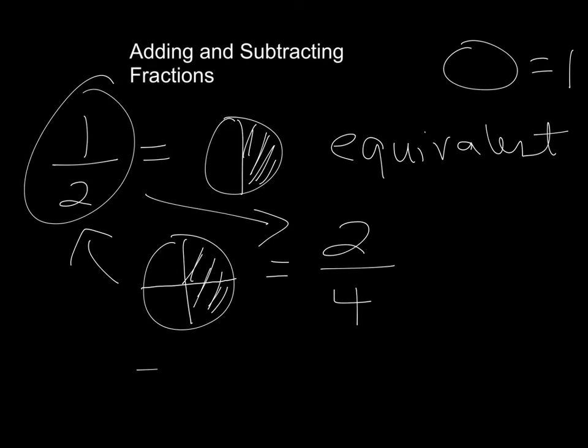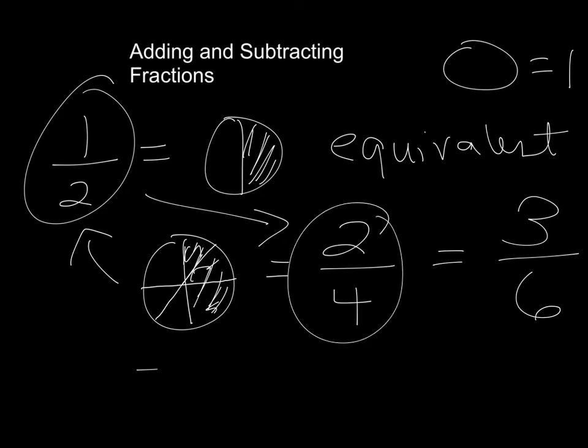If I were to cut the pizza again, now I would have a total of 6 parts. So again, the bottom number is 6, and the amount of pizza I've eaten would now be 3 slices. But again, I didn't change the amount that I ate. So 1/2 is equal to 2/4, which is equal to 3/6. So those are all equivalent fractions.